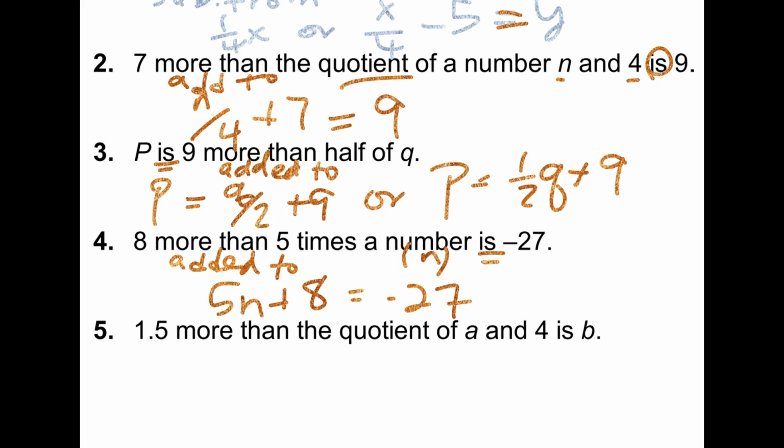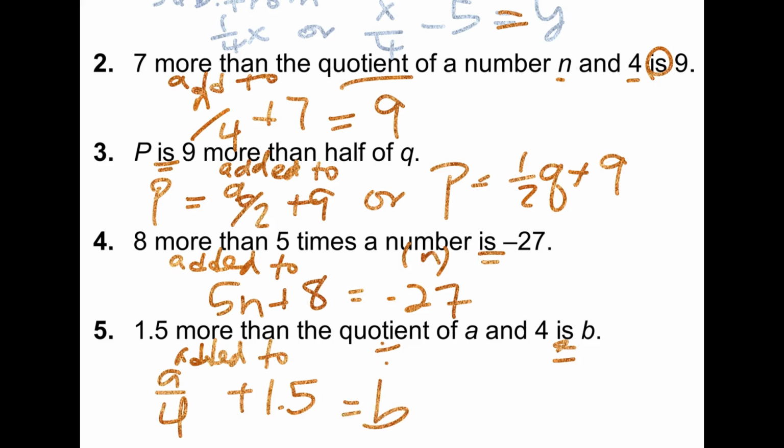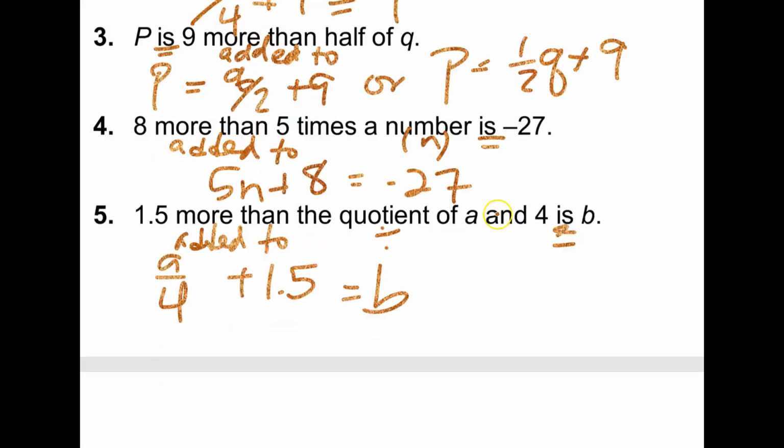1.5 more than the quotient of A and 4 is B. More than, 1.5 added to the quotient of A and 4 is B. So 1.5 is being added to what? The quotient. Quotient is our division. Quotient of A and 4. A divided by 4 is B. All right, hopefully that clears up some things in this beautiful handwriting I'm making.